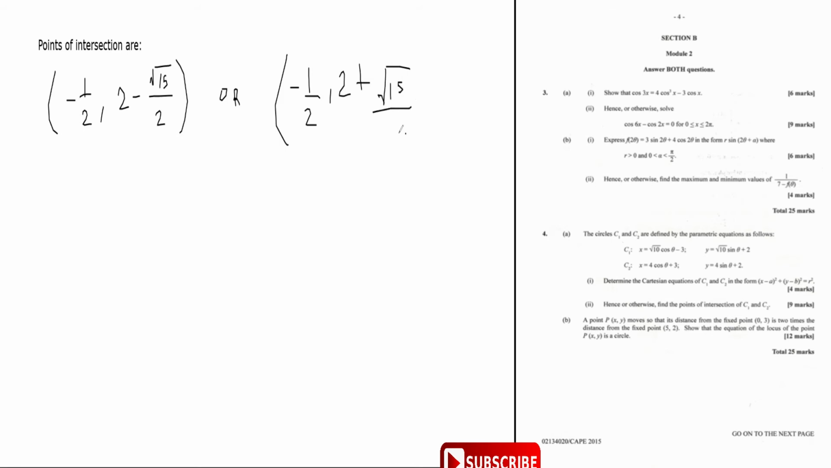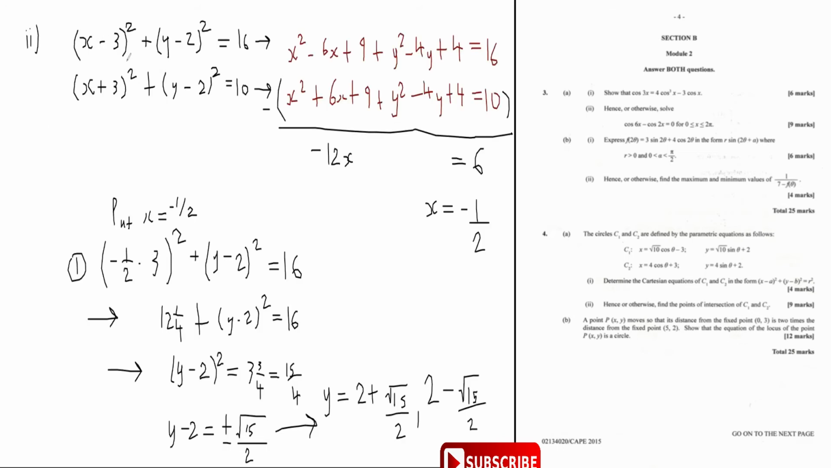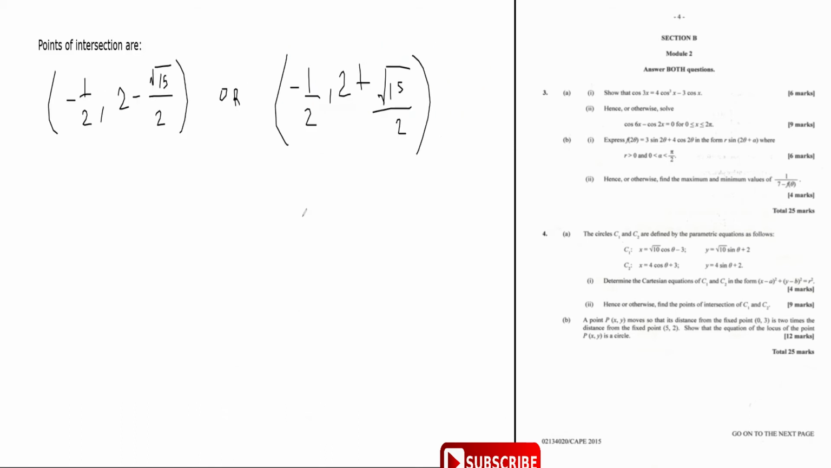Now this question may have seemed challenging, but I want you to get the picture in your head. Based on the two equations that we have, we had two circles. This is a circle with center 3, 2, and this is a circle with center minus 3, 2, with a radius of 4 and a radius of root 10. So I'm going to show you a schematic of what we had.